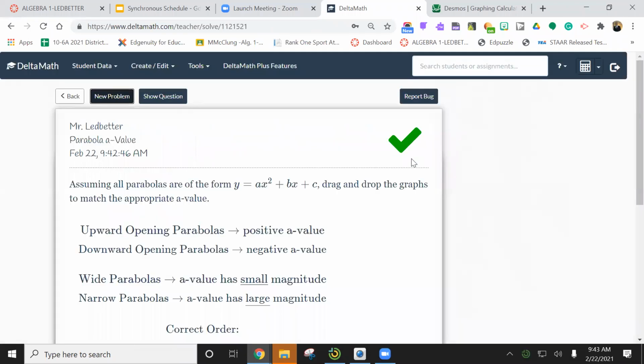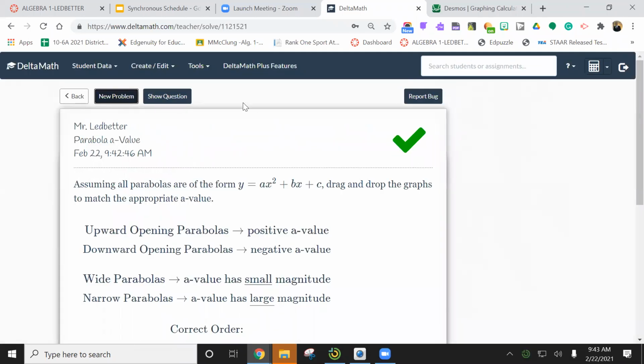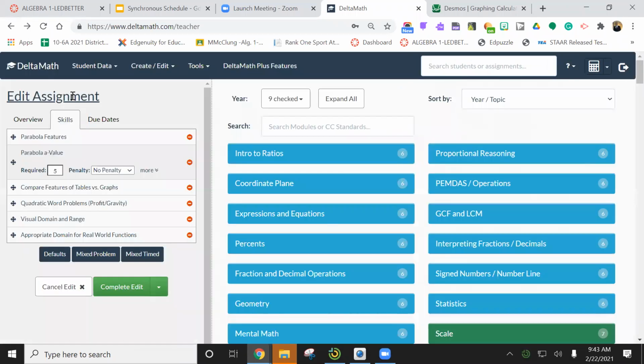Y'all get this? You see how this works? It really is easy. All you're doing is, you got to know the negative makes it a frowny face, the positive makes it a happy face, and you got to remember, the bigger the number is, the thinner it is. It's just a comparison, and that's how you do that one right there.